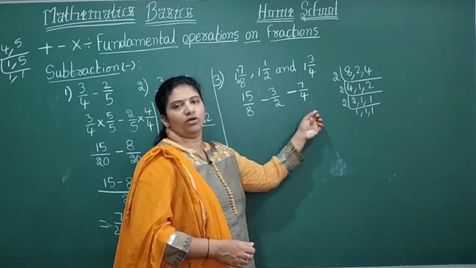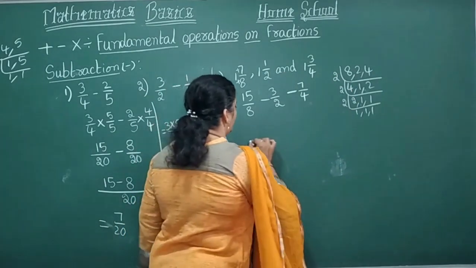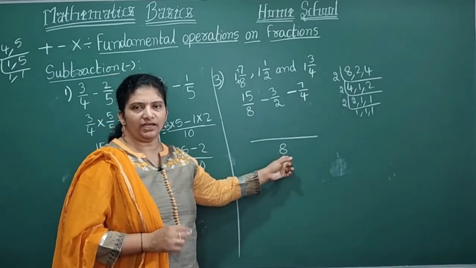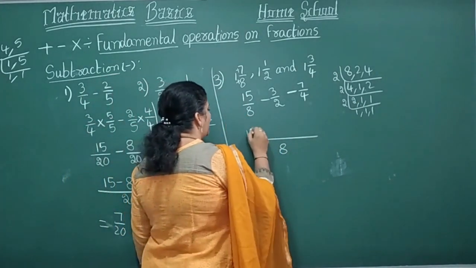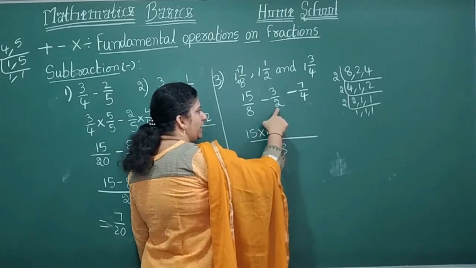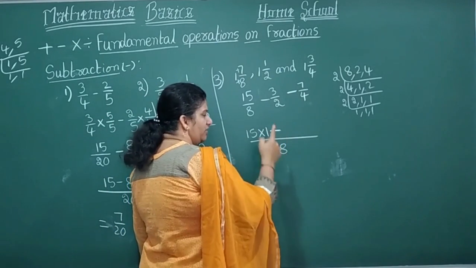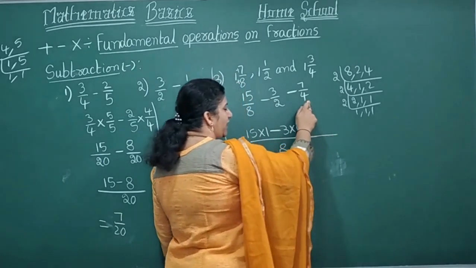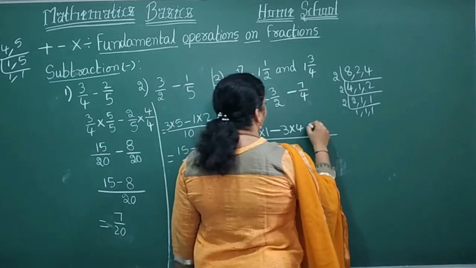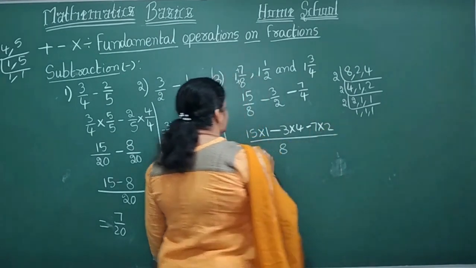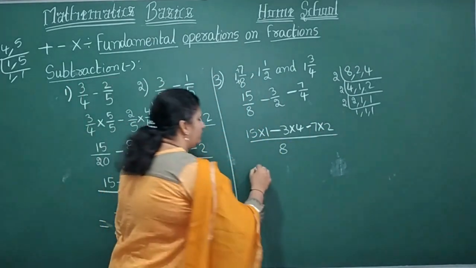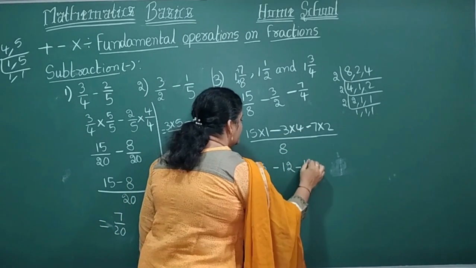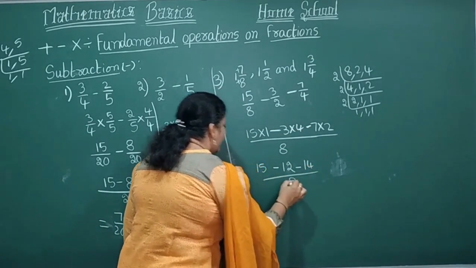So 8, 2, 4. LCM you got here. What is your LCM here? 8. Okay. In the 8 table, where do you get 8? 8 ones are 8. That one multiplies here. Minus 2 table, where do you get 8? 2 4s are 8. That 4 multiplies the numerator. And again 4 table, where do you get 8? 4 2s are 8. That 2 multiplies 7. So now 15 ones are 15 minus 3 4s are 12 minus 7 2s are 14 by 8.